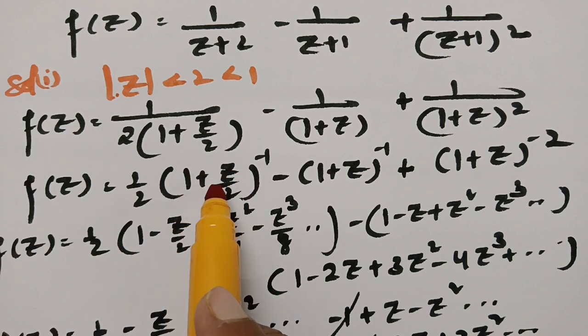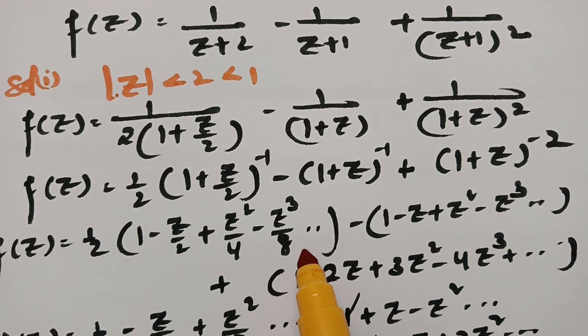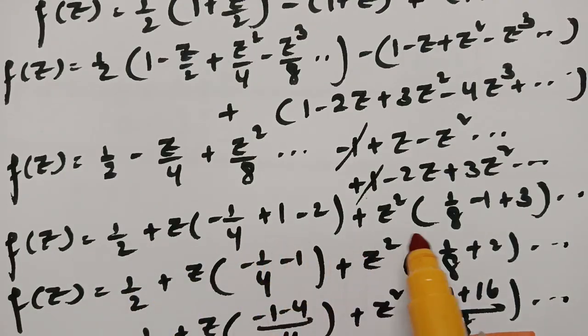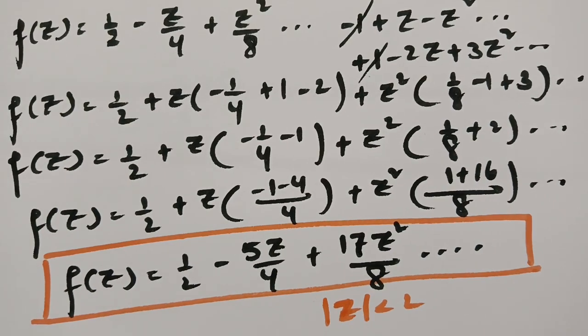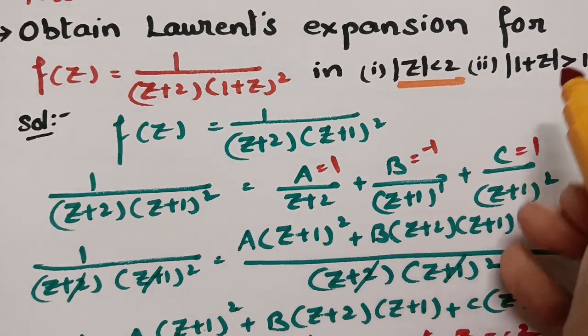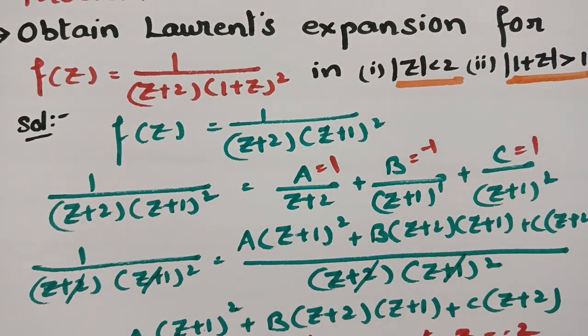So after bringing it to the numerator and expanding, this is the expansion, and this is the expansion after taking constants z, z square, coefficients common. So this will be the Laurent series expansion for mod z less than 2. And the second solution here is |1 + z| greater than 1. Here, see here, |1 + z| is greater than 1.